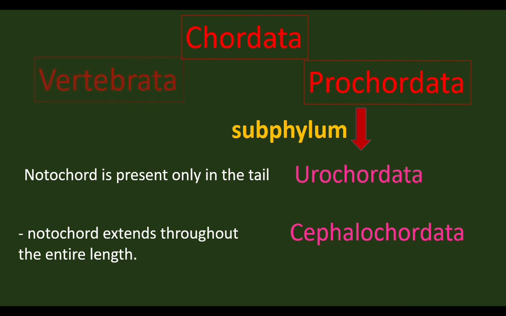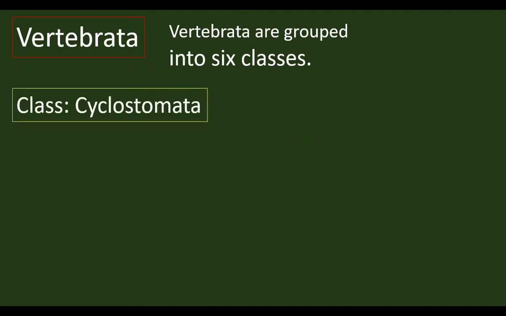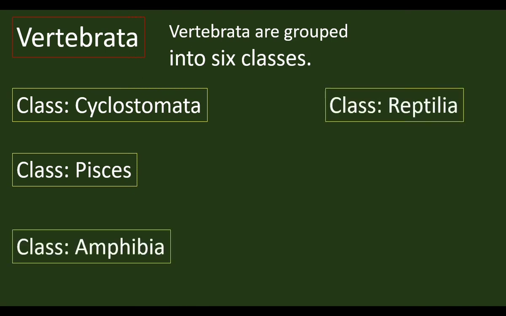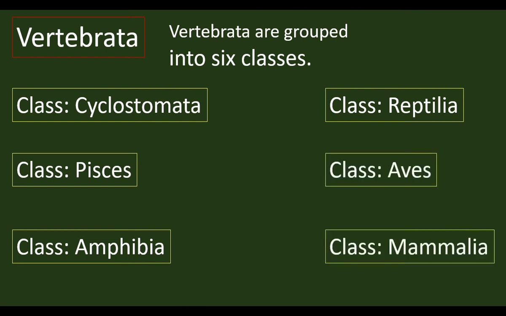The group Vertebrata is divided into 6 classes. There are 6 classes in vertebrates. The first one is Cyclostomata. Second one, Pisces. Third, Amphibia. Fourth, Reptilia. Fifth, Aves. Last one, Mammalia. Cyclostomata, Pisces, Amphibia, Reptilia, Aves and Mammalia are the 6 classes of vertebrates.